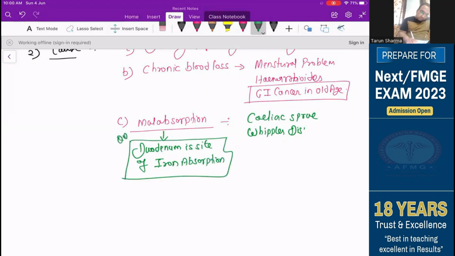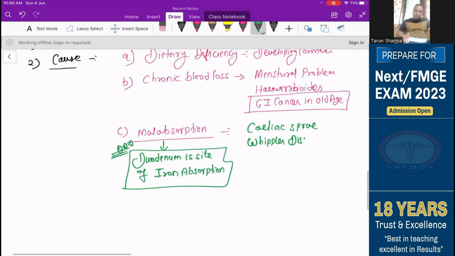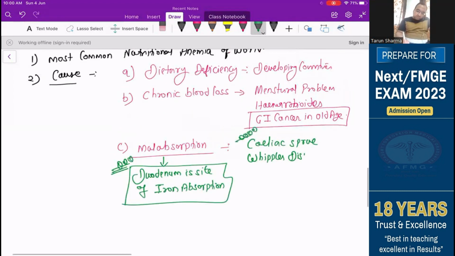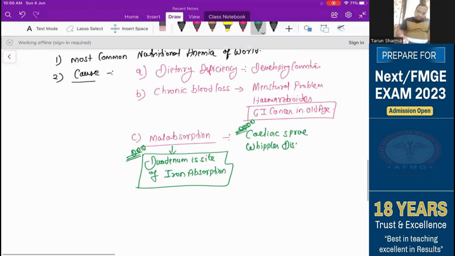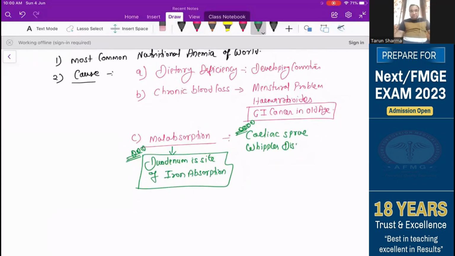So that is again an important question, because this was already asked in your exam in 2014: which type of anemia will be seen in celiac sprue? The answer was iron deficiency, because celiac sprue affects the duodenal area. You got my point? That's how they will ask the question. Like they can ask, in cases of colon cancer, what type of anemia will be seen? That will be iron deficiency, because colon cancer specifically has GI bleeding, as that cancer used to bleed a lot. So there can be dietary deficiency, chronic blood loss, or malabsorption. These are the important causes.